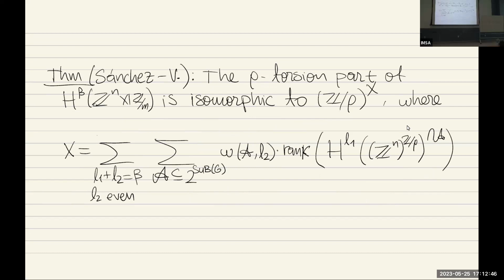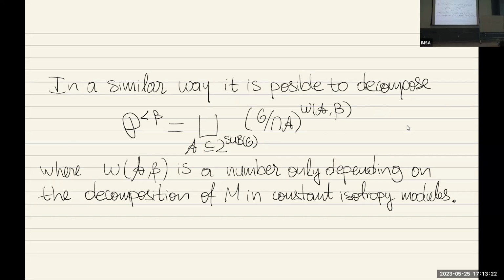This is joint work with Luis Jorge Sánchez in Mexico City. The p torsion part of this cohomology group is isomorphic to set p to the x, and this x is this number. Okay, this complicated number is obtained as follows: the first sum is given by the unit formula. Here appears the rank of the cohomology of the free part, and these numbers that appear here in the decomposition on orbits.